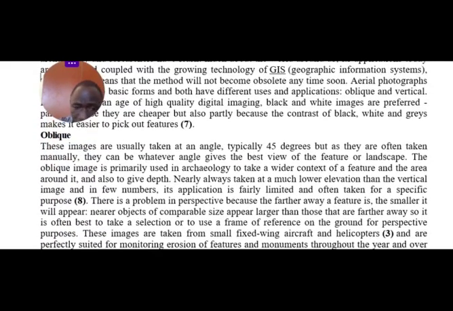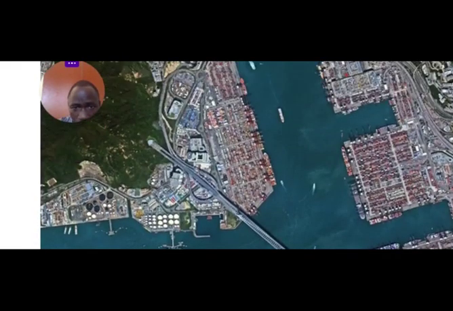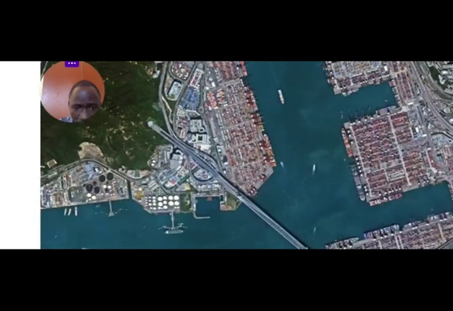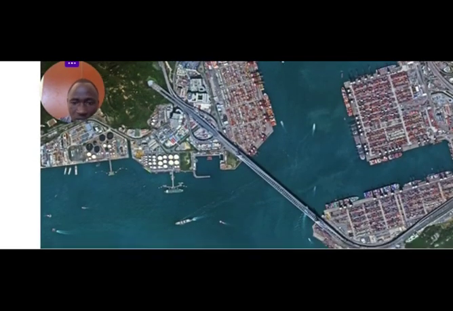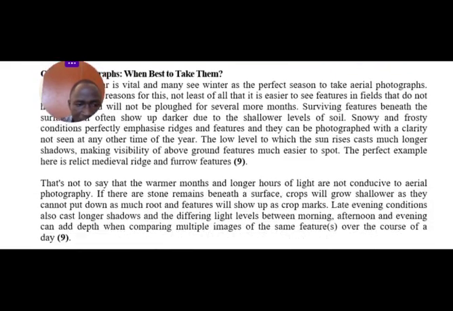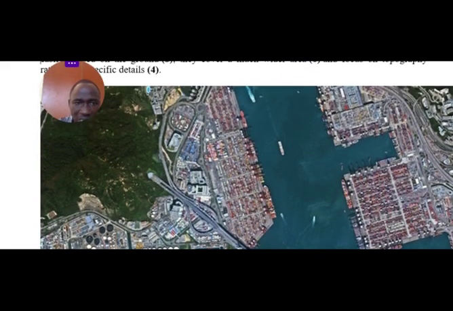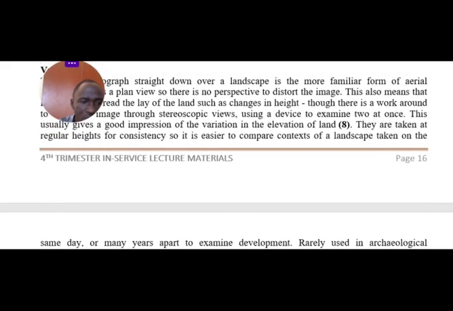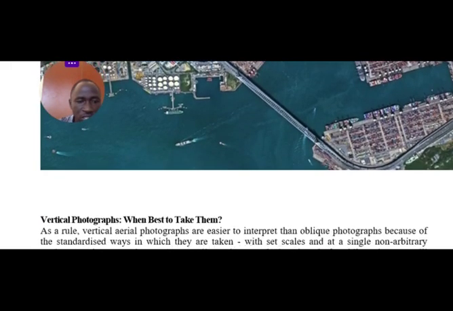Then you have what we call the aerial. Sorry, let me show you the photograph. Now, when you look at this photograph here, it's what we call the vertical aerial photograph. Then you have what we call the aerial oblique. Aerial oblique, for it will not be captured. This is aerial vertical.